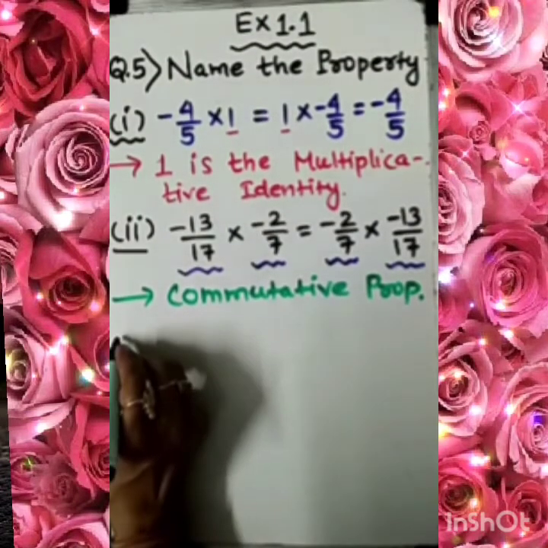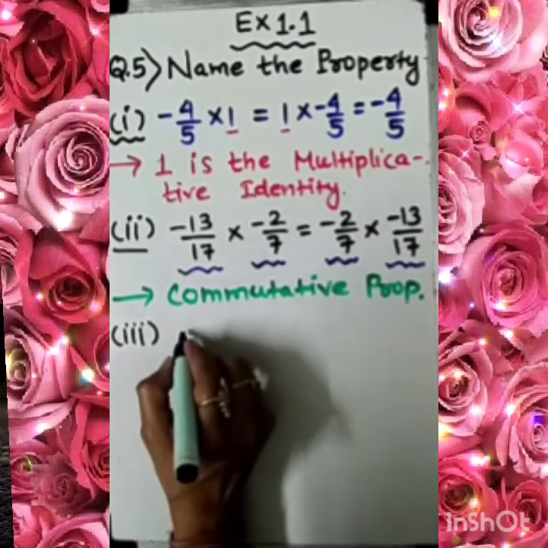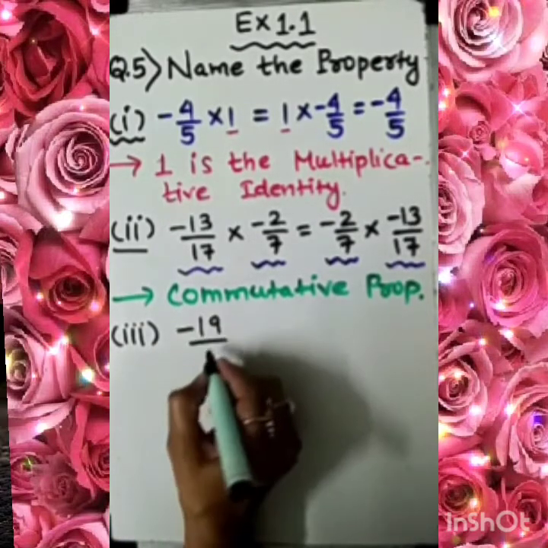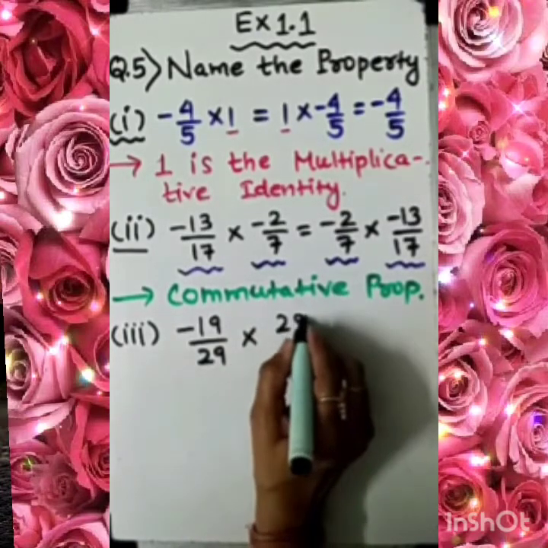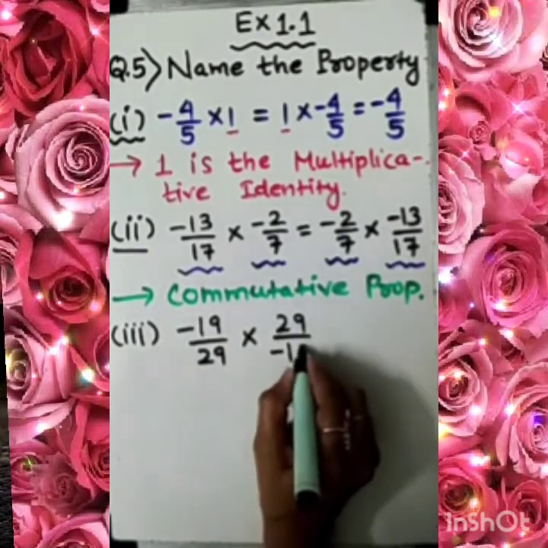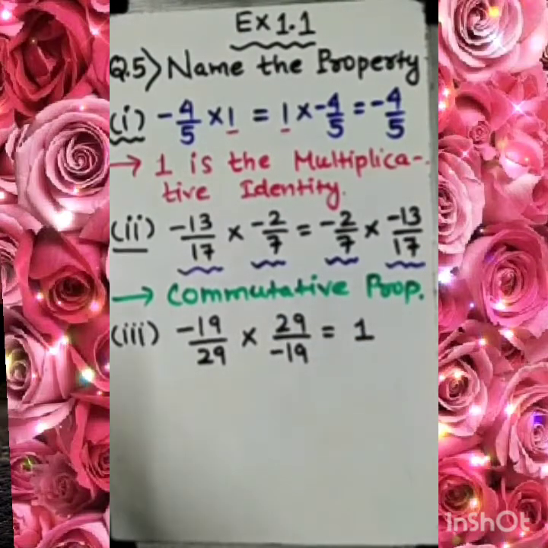Now let's go with the third. What are we given in the third? Let's see. Minus 19 upon 29 into 29 upon minus 19, and it gives the result 1. Again I am reading the question: minus 19 upon 29 and 29 upon minus 19 gives the result 1.